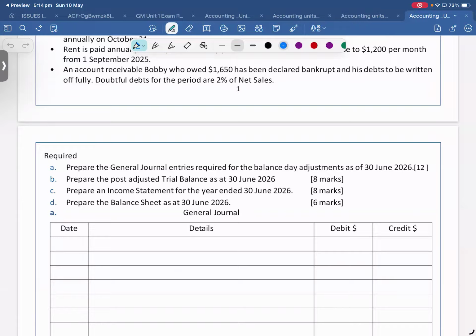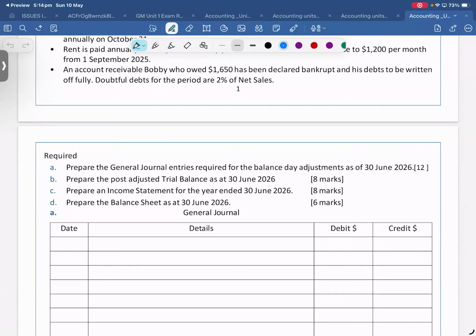Now, if you can remember, guys, have you done any post-adjusted trial balance in unit 3 or 4? No, we haven't done. This is the first time we are doing. Post-adjusted trial balance means after balance day adjustments, we are going to prepare another one. If you become an accountant, you'll have to do it in the business as well. That's the process. You prepare the pre-adjusted trial balance without doing any balance day adjustments. Then you run the balance day adjustments, then you do the post-adjusted, then income statement, balance sheet.